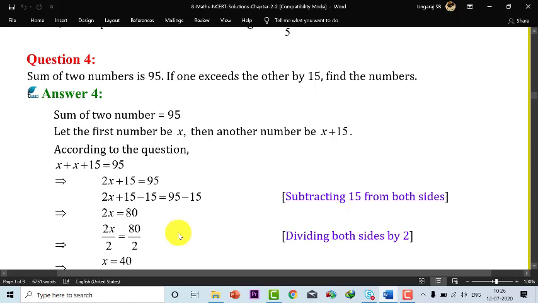Then here we are removing this 15 to get the x value, so subtracting 15 from both sides. So 2x plus 15 minus 15 is equal to 95 minus 15.